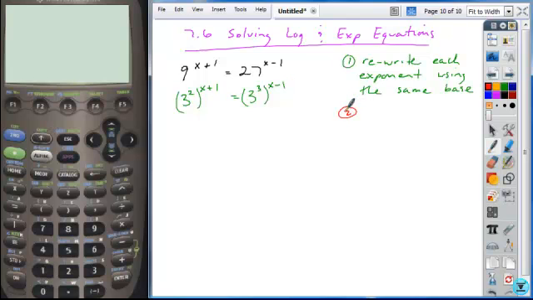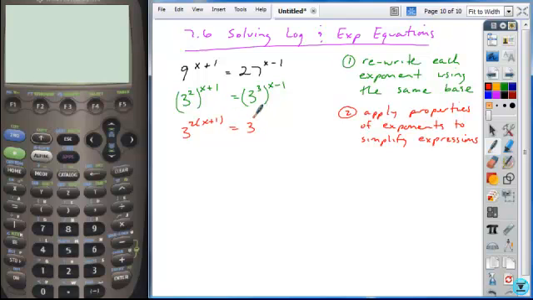Once you get that step done, what you can then do is apply the properties of exponents to simplify your expressions. Here the property is, when you take a power to a power, what do you do with the powers? You multiply them, right? So we have our base of 3 to the 2 times x plus 1, and that's equal to 3 to the power of 3 times x minus 1. So here we're applying the property that when you take a power to a power, you multiply the powers.